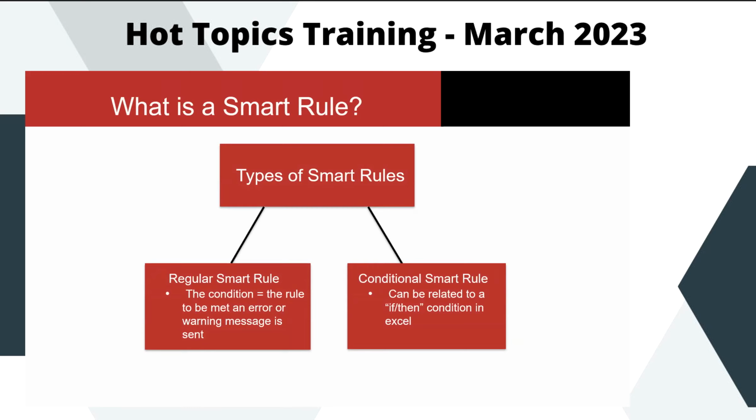Now we will go over setting up custom rules. And there are two types of custom rules: the regular type of custom rules and conditional smart rules. Smart rules can be a condition that if a rule is met, an error or a warning message is sent. An example of this would be if a credit card is created in a location, it must be attached and a vendor must be tagged as a 1099. If those conditions are not met, then the user will get an error message.